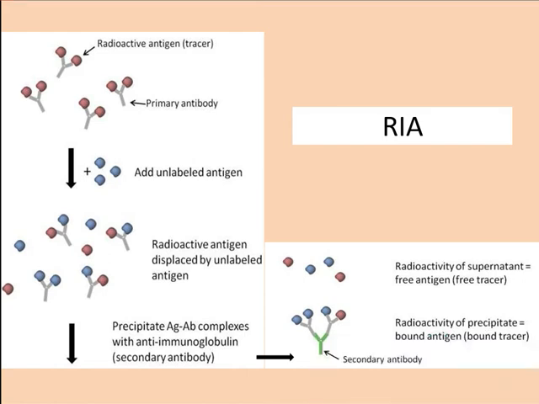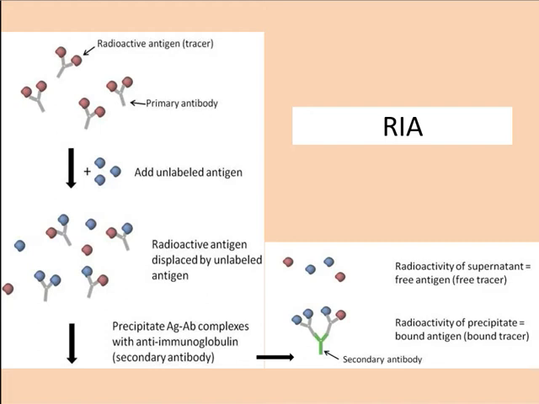Today we will discuss an immunological technique known as radioimmunoassay. This is a technique which is used for detecting the amount of antigen in a given sample. So suppose you have a person infected with hepatitis B and you have the patient's serum in which you want to measure the amount of hepatitis B antigen.